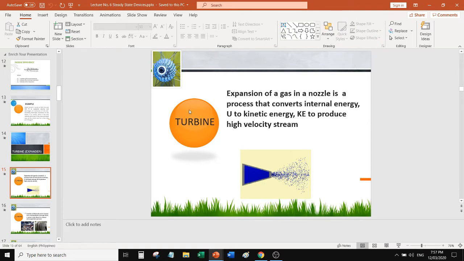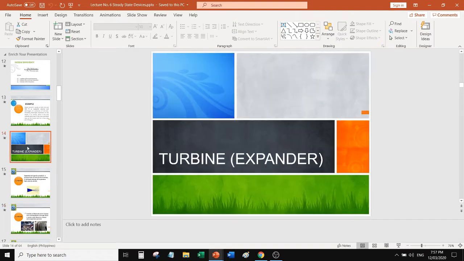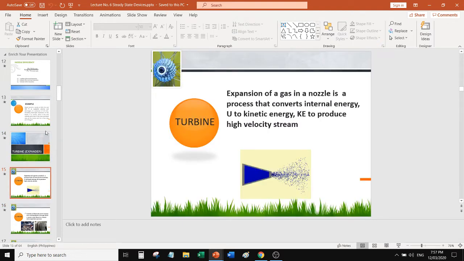A turbine is actually a series of nozzles. As you can see here, it consists of alternate sets of nozzles and rotating blades. So, anong nangyayari dyan ay madaming nozzles. So, may gas na nagpapass through sa nozzles so that yung internal energy ng gas ay nagiging kinetic energy.